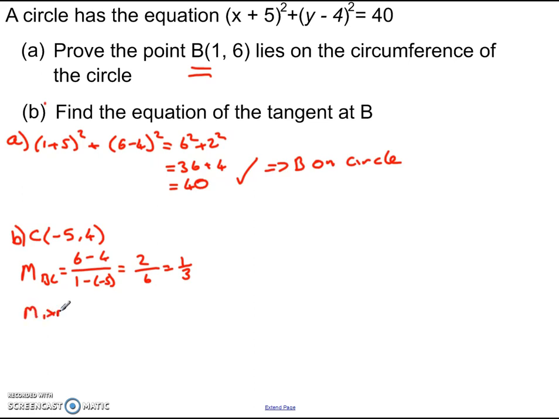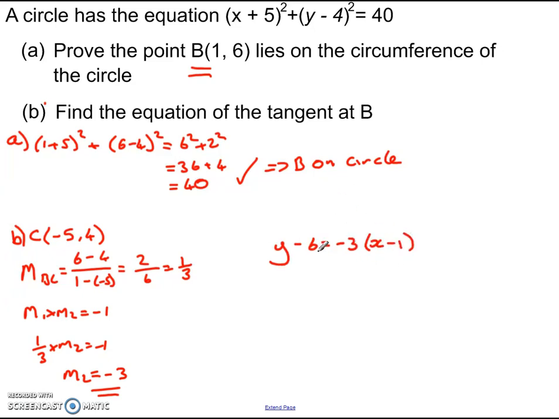Then I use the m1 times m2 equals -1 part. I know that one of the gradients, m1, is given by this, so what I know is that 1/3 times m2 equals -1. From that, I can read off the fact that m2, my gradient of my perpendicular line, i.e. my tangent at B, is given by -3. I've now got all the information I need, I've got my gradient, I've got my point B from up here, I can substitute them in. So I can say that y minus 6 equals -3 bracket x minus 1.